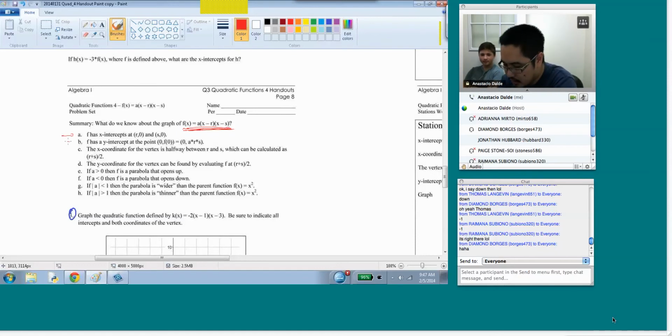All right, let's see the next point, because this is a good summary. In fact, this is a summary of pretty much what we summarized. The y-intercept is at a times r times s. Okay. How did they get that? I got it. I figured it out.